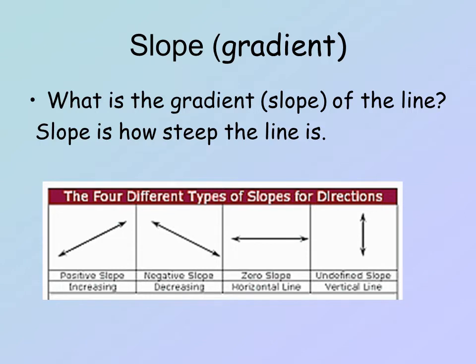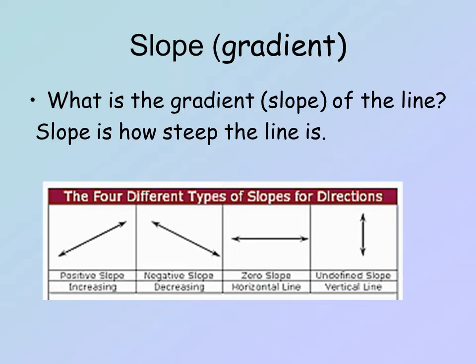We have four different types of slopes for directions. We will start from left to right. The first photo, the line is increasing, so the slope is positive. The second one, the line is decreasing, going from left to right, so we can say that this is a negative slope.